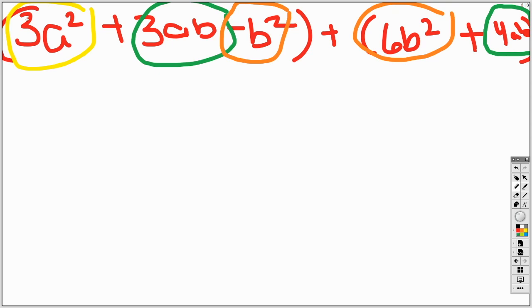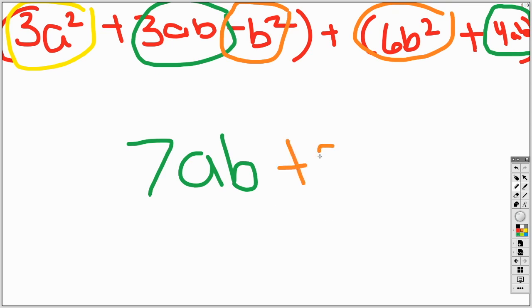Perfect. Now I'm literally just going to simplify these. So 3ab plus 4ab is 7ab. Minus b squared plus 6b squared would be plus 5b squared. And then this is just left simplified, so plus 3a squared. That's all adding polynomials is about.